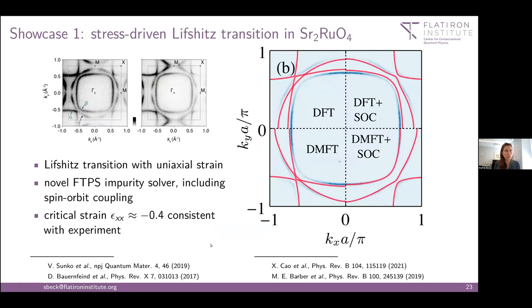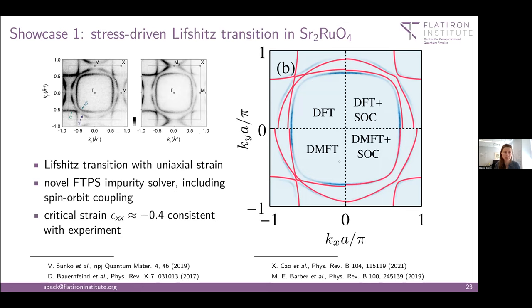Okay, and I want to show two more demonstrations. Actually, all of the calculations that I've shown in this talk were done with solid DMFT, but I want to show two more before I finish. So this is, again, this image you've seen before. Now I want to talk about the stress-driven Lifshitz transition in strontium-2 ruthenium-4.